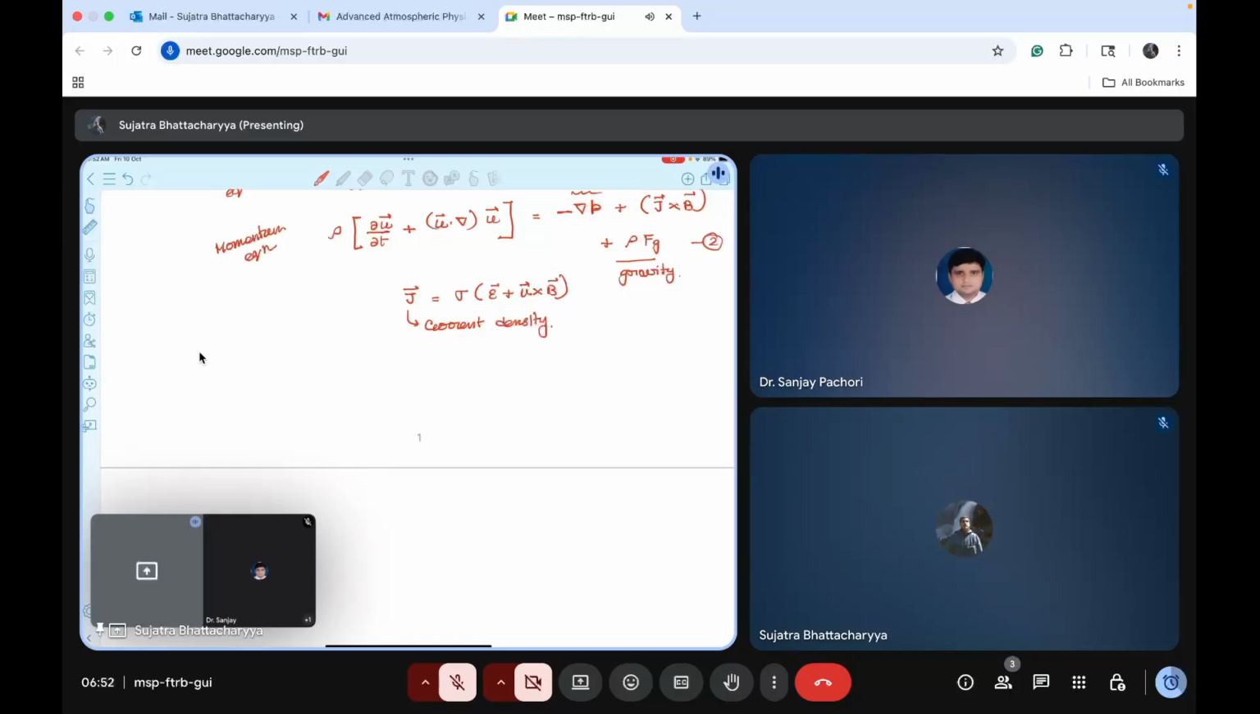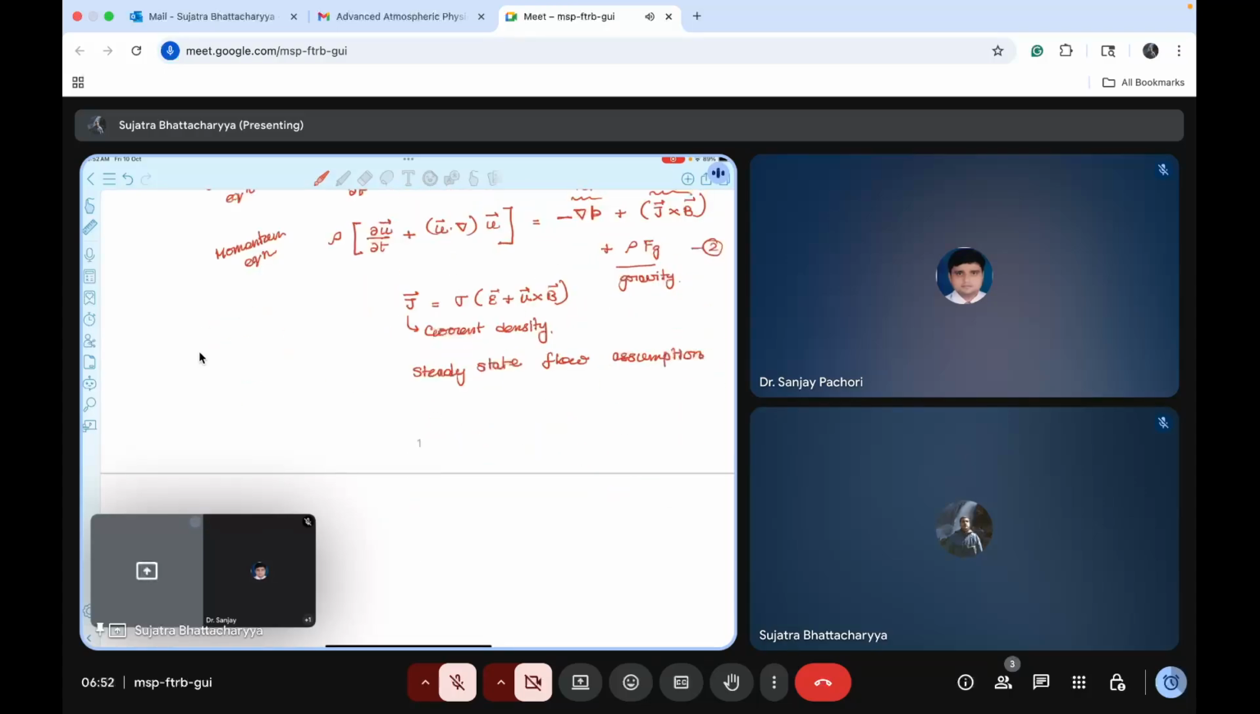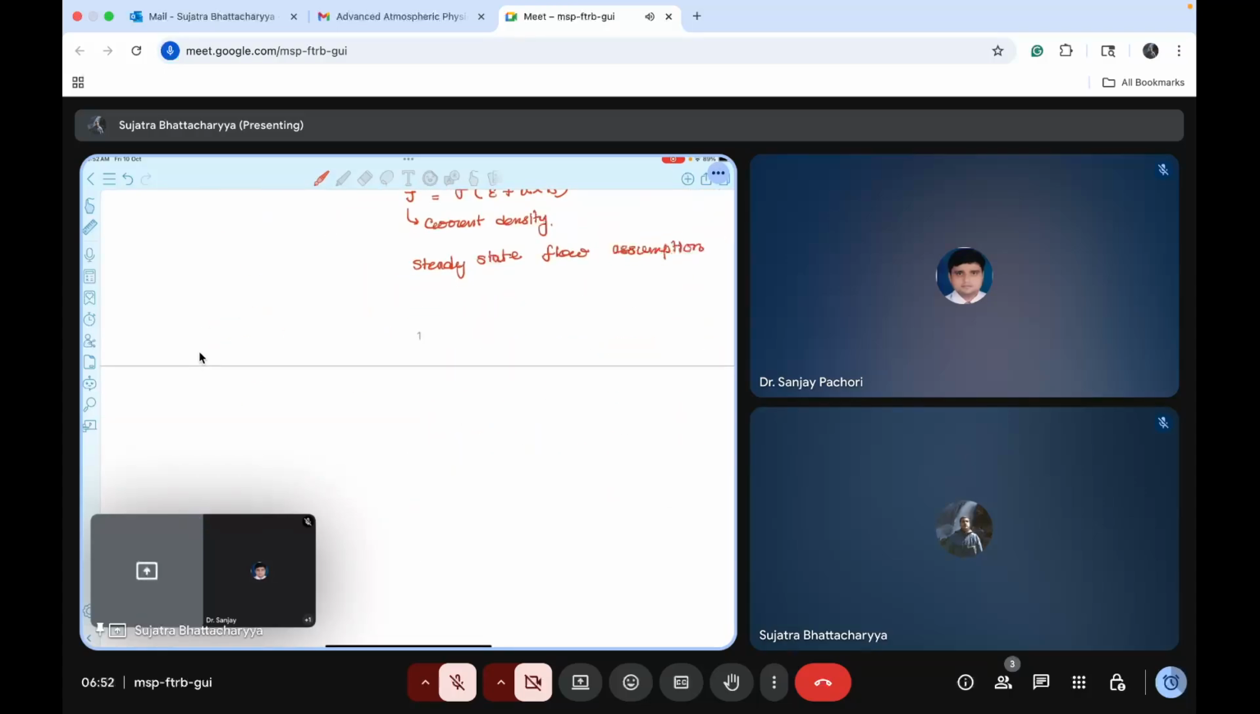Next, we will use the steady state flow assumption. So using the steady state flow assumption, what will happen? The time tendency term, that is del rho by del t, will be zero. Therefore we will get del dot rho u equal to zero. This is the mass flux, the solar plasma. This is all related to the sun or solar wind.